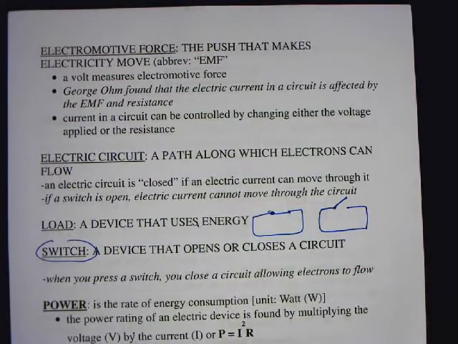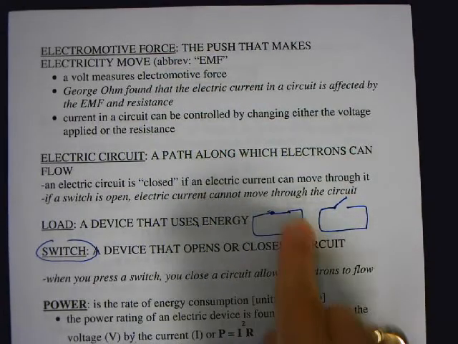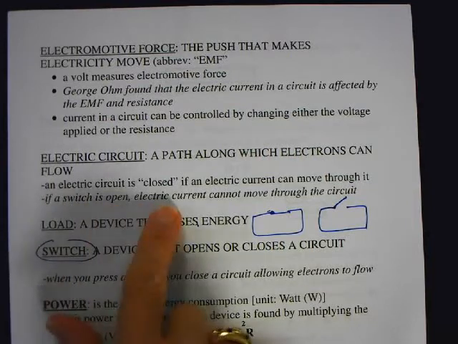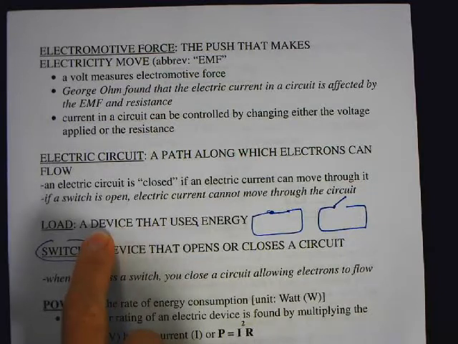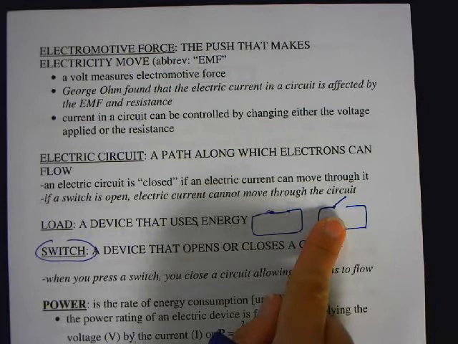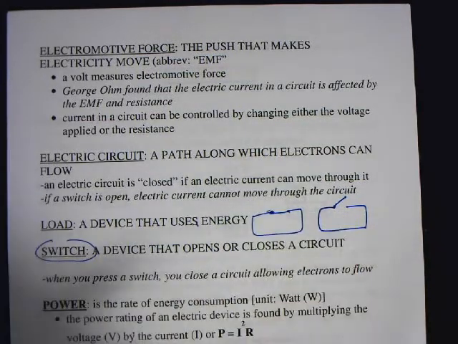Again, the best way to think about electricity is to think about current like water flowing through a pipe. So here it has a path that can continually flow. Here, when it's open, if a switch is open, electric current cannot move through the circuit. And that makes sense. A light switch is exactly that. When you turn the light on, you're actually closing the circuit and it can flow. When you put the switch the other way, it's going to be open.